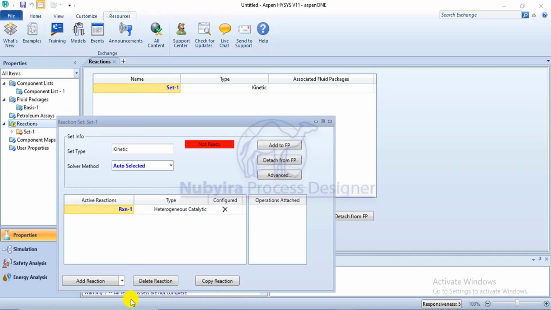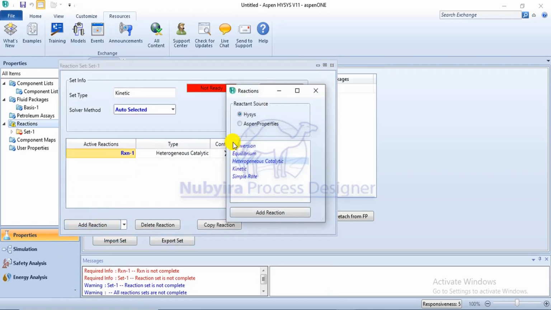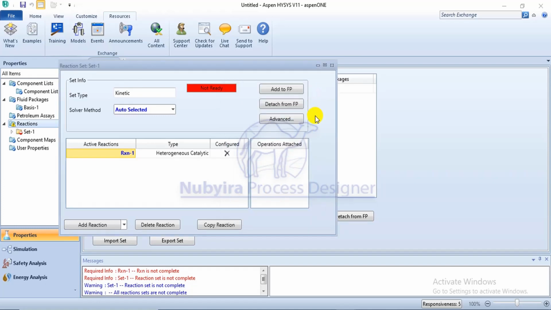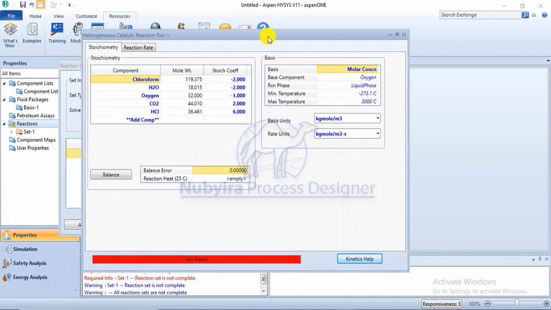You open it and you click on add reaction. It will ask you which of the models you want to choose. You click on heterogeneous catalytic and then you click add. Then you exit this, right? Then in order to specify it, you click on Reaction 1, and then you can begin your specification.